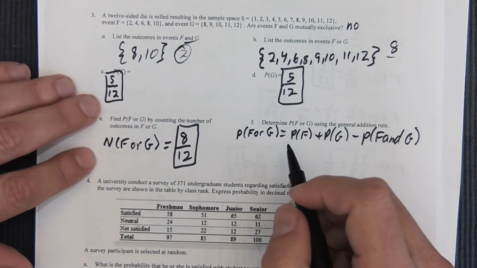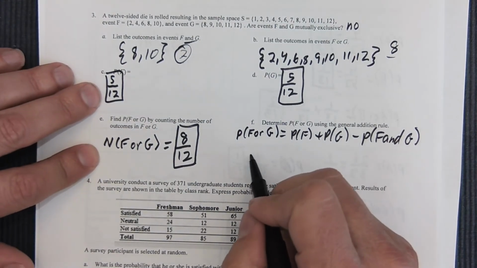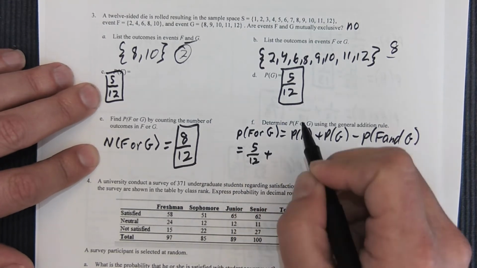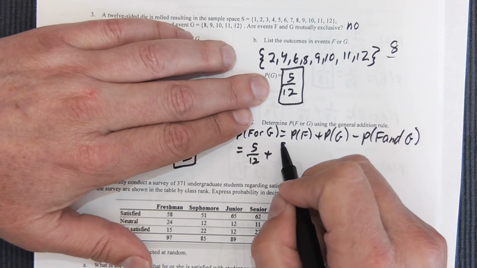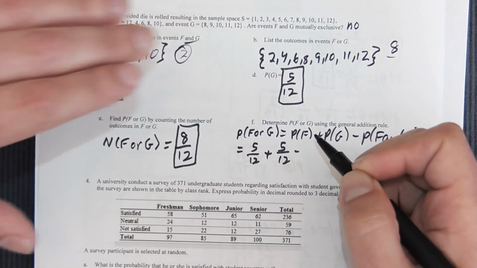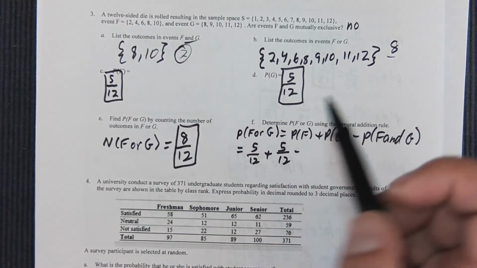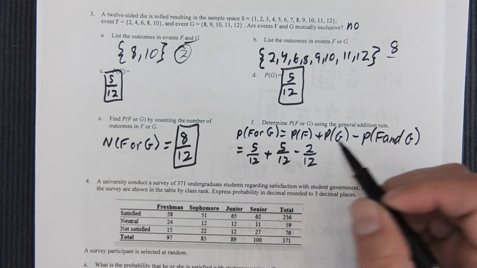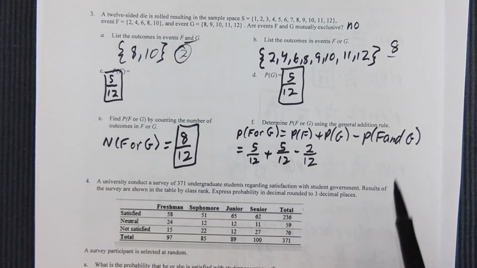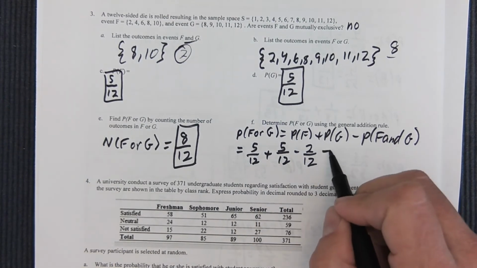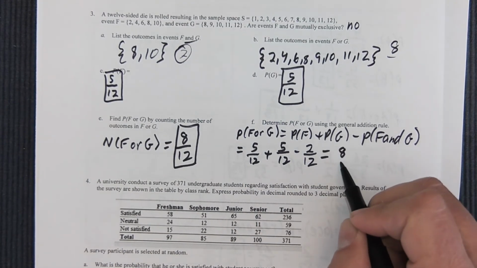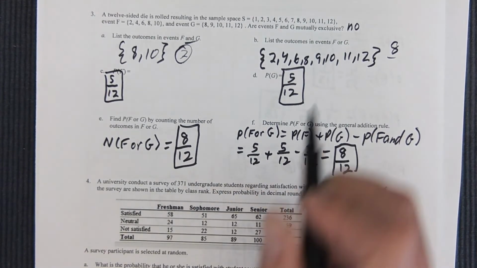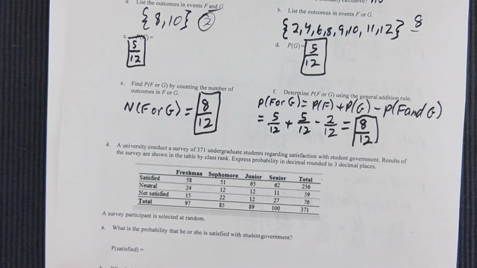So we'll take the probability of F, which we have over here, 5 over 12, plus the probability of G, which we have here, which is 5 over 12, minus the probability of the AND case. There are 2 of those, 2 over 12, because we counted 8 and 10 2 times in here. So that's going to give us a total of 8 over 12, which you can see is the same as counting them. Works out pretty well.